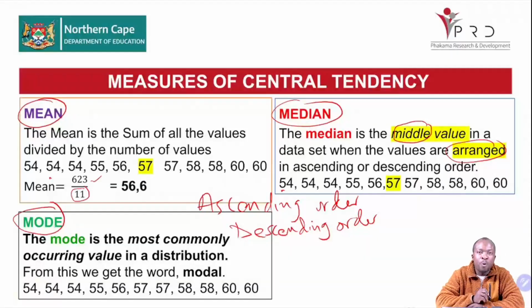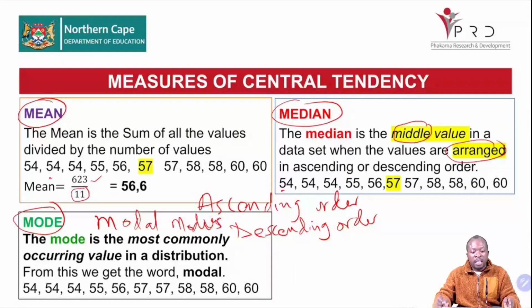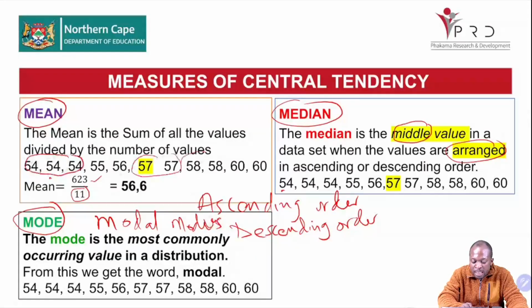Then we talk of mode. Whenever you hear the word mode, sometimes they will say modal. Sometimes they can even say modus, M-O-D-U-S. We are referring to the most appearing value. If you check in our data set, there is 54. There are 3 of them. Okay, 57, there are 2 of them. 58, there are 2 of them. 60, there are 2 of them.